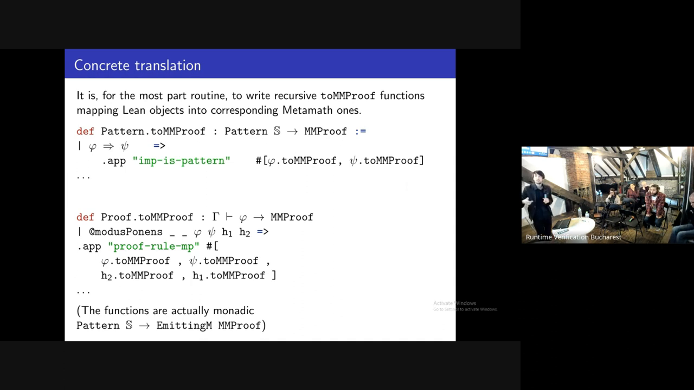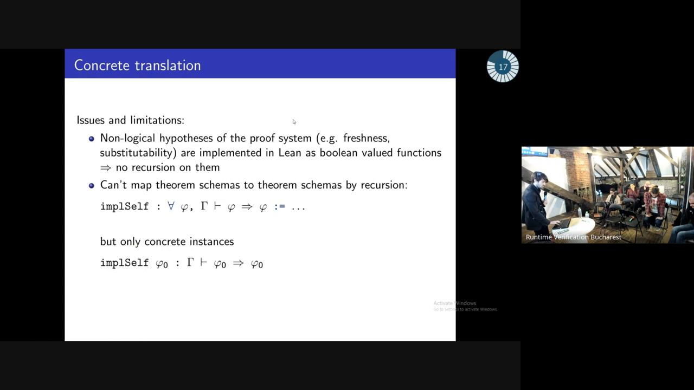But still, in this direction, there are problems. So in Lean, let's say you have this simple theorem here that phi implies phi. And you would like to get a Metamath proof that says phi implies phi, where phi is some pattern variable. But you can't really do that with this approach, because this is not actually a proof in Lean, but a function mapping each pattern phi to a proof. It is under this binder, so you cannot just go under the binder and do recursion on the proof. All you can do is instantiate it with concrete patterns like phi zero and get the Metamath proofs for any phi zero that you might need. But that's somewhat unsatisfactory, and also the size of the Metamath file blows up, right, if you do that.